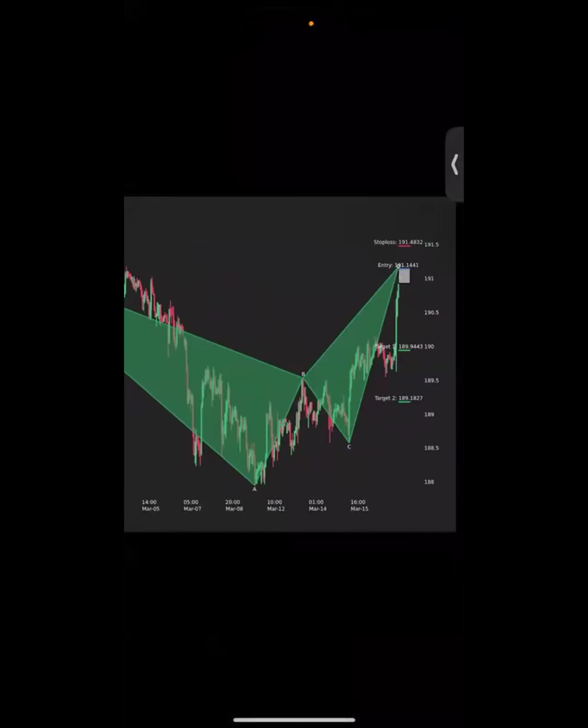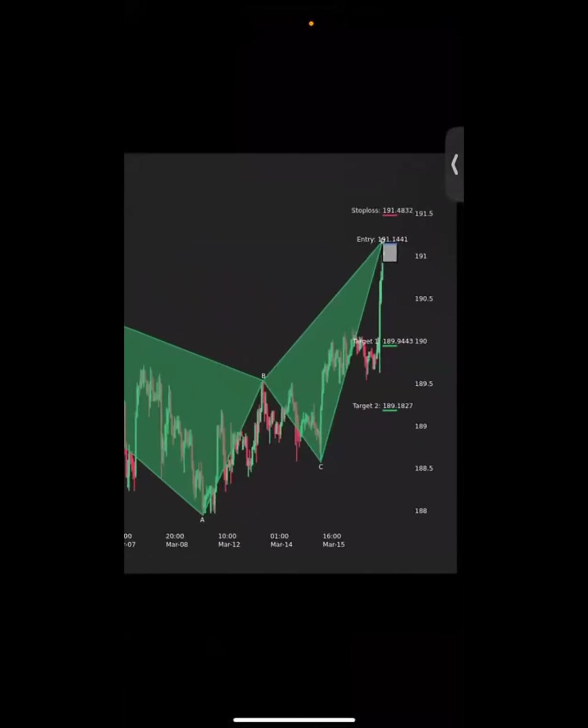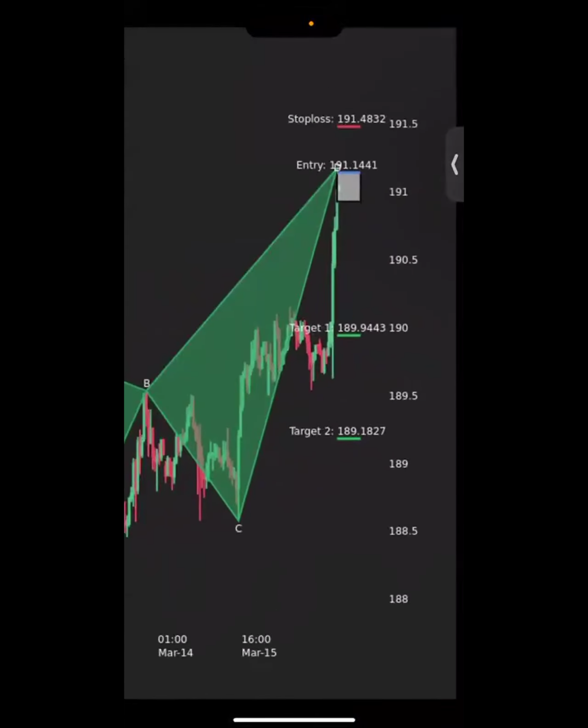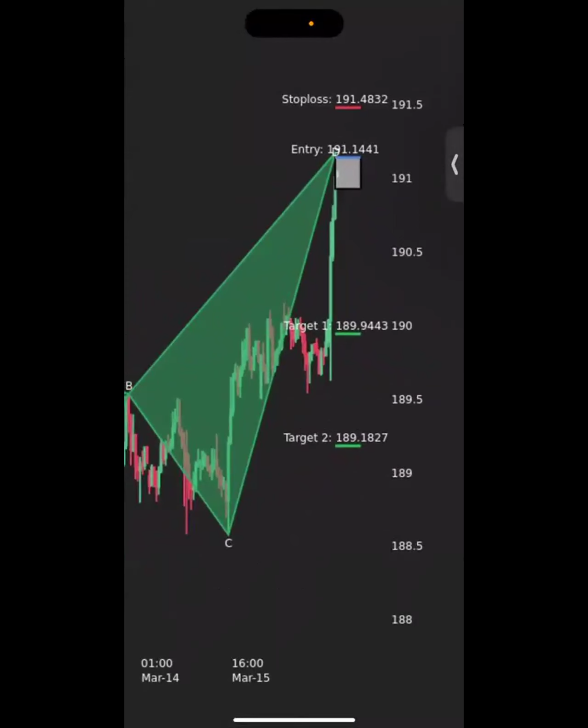So slide to the side where you have the entry points. Zoom in properly. So you already have your entry. All trades that you get dropped like this are instant execution. By instant execution, I'm going to explain what that means as well. So you have your entry as 191.1441. Your target 1, like I highlighted earlier, is take profit 1. Target 2 is take profit 2.